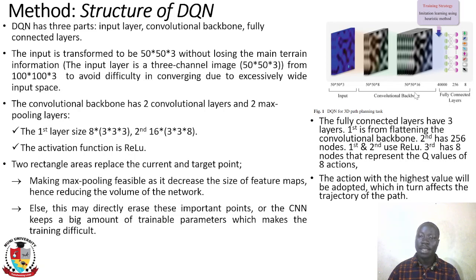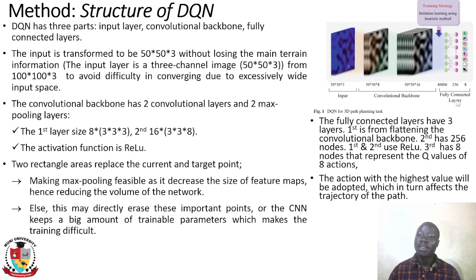Otherwise, for the max pooling, we went ahead and replaced the current point and the target point using two rectangles, which makes the max pooling feasible, because it will be able to decrease the size of the feature map. If it was not done, the network volume would be very big, it could directly erase the important points, or you can say the CNN keeps a big amount of trainable parameters within it, which will not be available for training. That makes training very difficult.